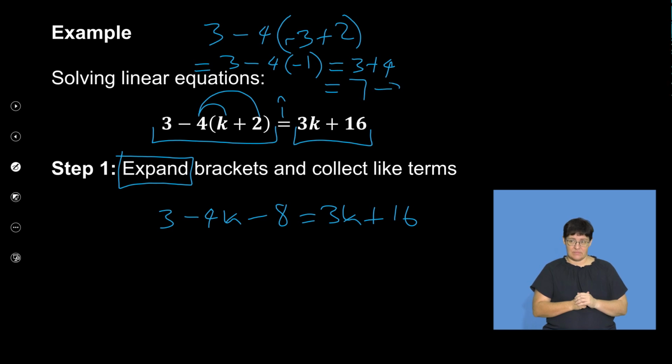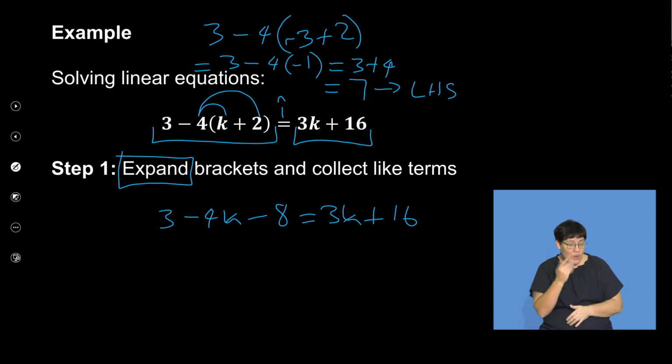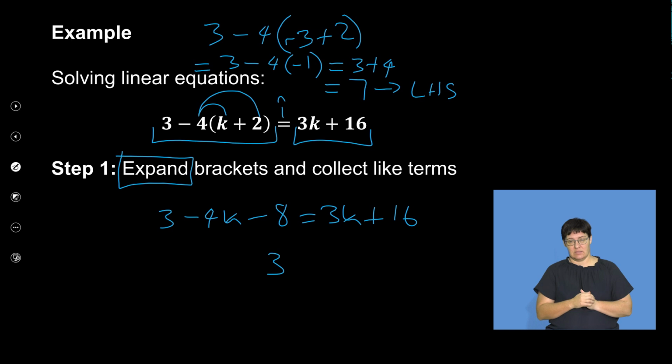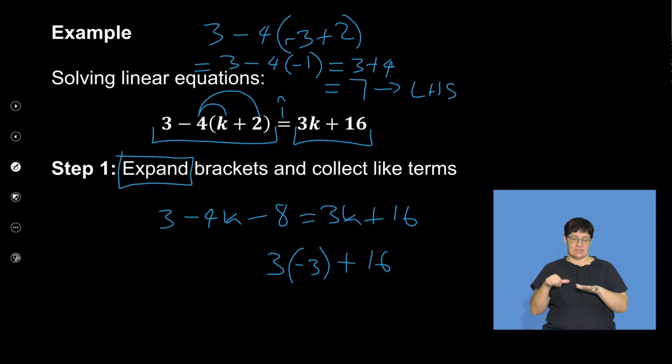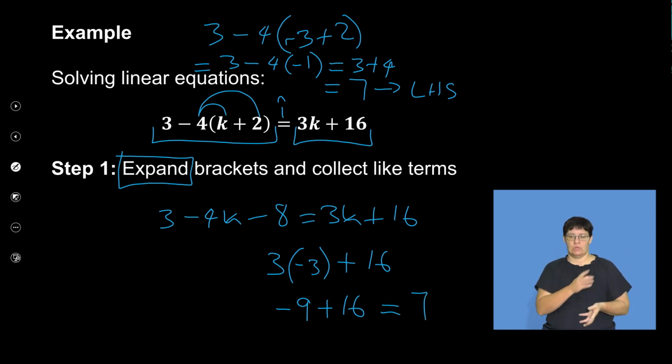Now, this gives me the left-hand side. I want to see whether the right-hand side will also be 7 or not. If it's not 7, then definitely what you did is incorrect. You must go back and relook at what you did. So this will be 3 into negative 3 plus 16. And then 3 multiplied by minus 3 will be minus 9 plus the 16 there. And if I work this out, then definitely I will get my answer as 7. So you can see that the left-hand side is equals to the right-hand side.